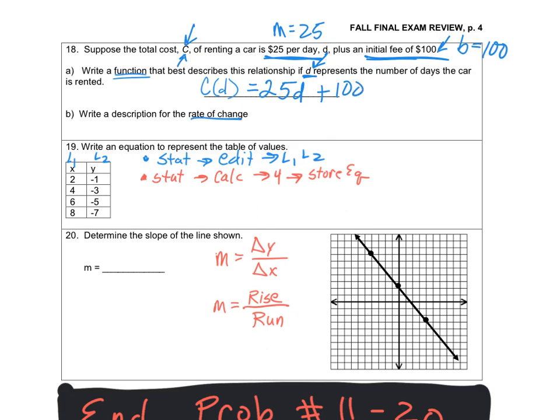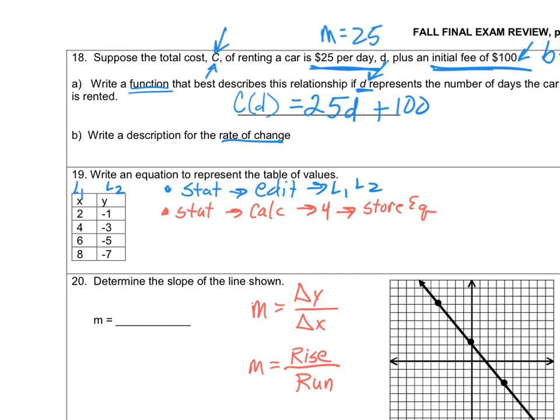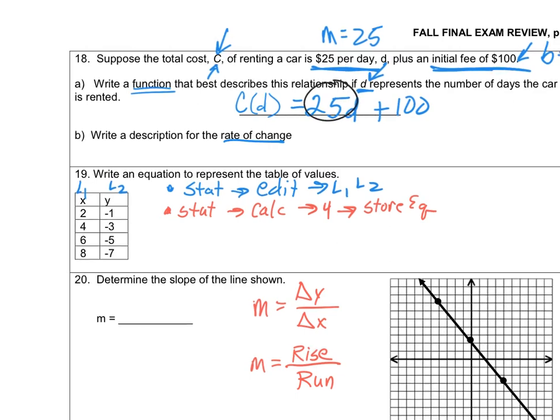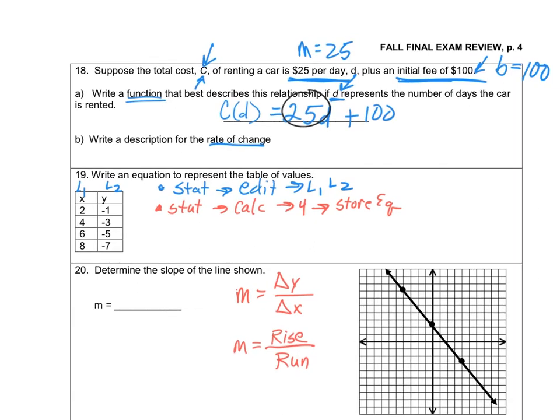And it says write the description of the rate of change. Well, again, I know that the rate of change is 25, and I know that it's $25 per day. Right there, it just lays it out. I just have to put it in words. So I would say $25 per day. And you could have said $25 per day or $25 for each day.